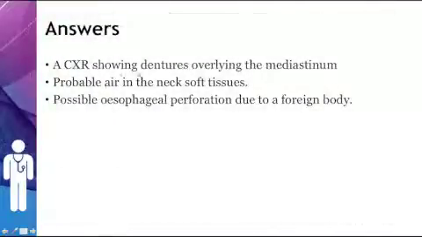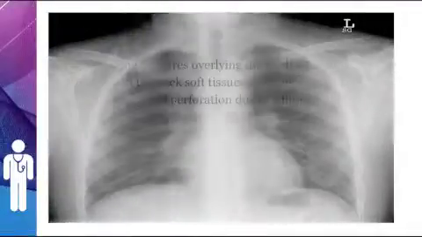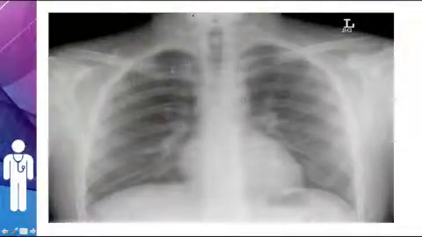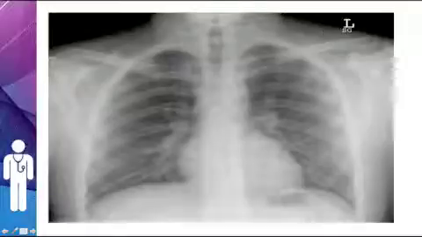So it says here the chest X-ray shows the dentures overlying the mediastinum. It says there may be some air in the soft tissues as well as possible esophageal perforation. When we go back to see if we can see that, the question is, is there any air up here?